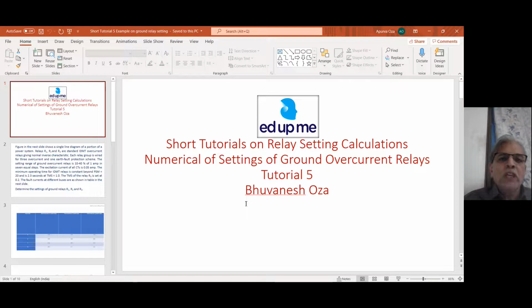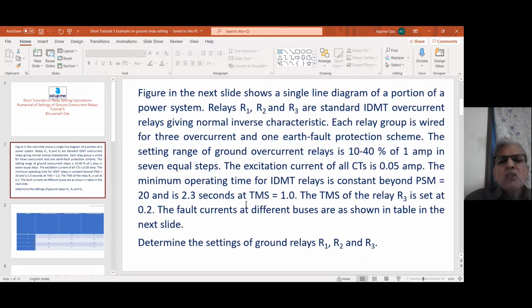And when they are to be coordinated, it cannot be done manually. You have to resort to some computer algorithm. But then we will certainly talk about why we have to resort to such computer algorithms, and what problems are seen in interconnected systems. That we would certainly like to see. But till then, right now today, only ground overcurrent relays, friends. So in the figure in the next slide we will see the single line diagram of a simple power system.